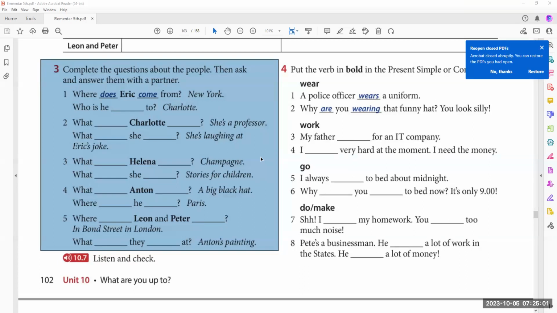Number five. In Bond Street in London. Where do Leon and Peter live and work? And Anton's painting. What are they looking at? Exactly. Good job, everybody. You guys all got it right.